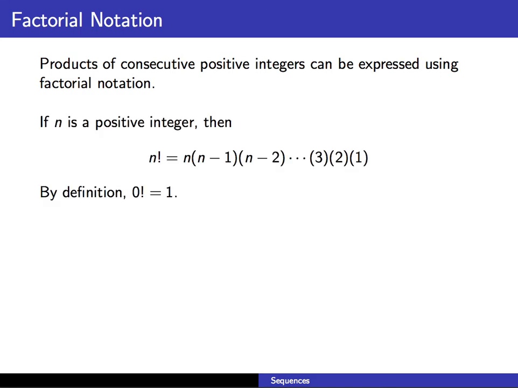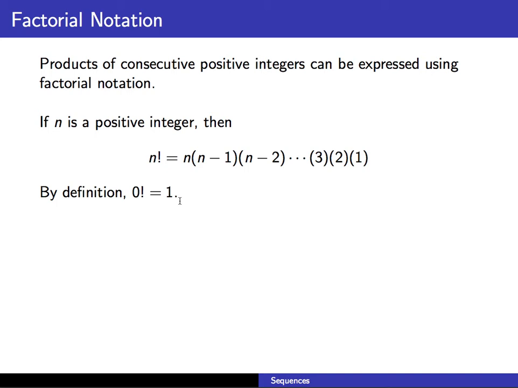If we have a positive integer n, then n factorial, which is just an exclamation point after n, means we start with n and count down to 1, multiplying everything from 1 to n. For instance, if n is 5, n factorial is 5 times 4 times 3 times 2 times 1. By definition, 0 factorial equals 1.